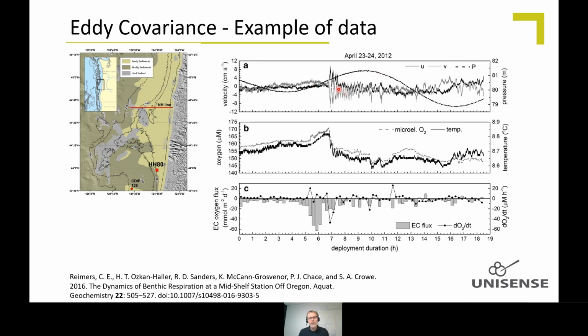These are the horizontal flow rates. You can see the horizontal flow changes quite a lot during the incubation. These are oxygen and temperature shown here, and these bars are the calculated oxygen uptake rates. They vary quite a lot, but in this paper, there's a lot of details, they get a very good agreement between the oxygen flux calculated from the eddy data and the wave height on the water surface 80 meters above the sediment.